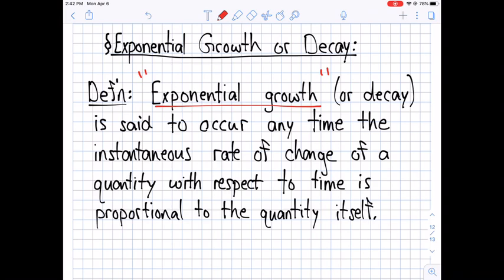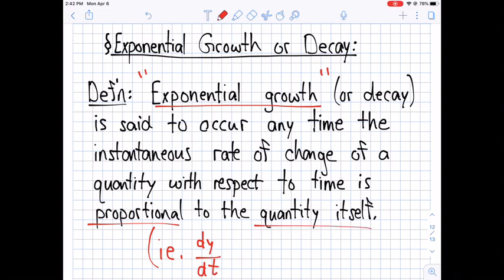So the first thing here, exponential growth or decay is said to occur at any time that the instantaneous rate of change of a quantity with respect to time is proportional to the quantity itself. Now here I want to take a look at what this actually means as a differential equation. So the first thing is that here we're looking at the instantaneous rate of change. So what is the instantaneous rate of change with respect to time? That's going to be the derivative with respect to time. So if our quantity, let's say, is y, then we are saying that dy/dt, that is our instantaneous rate of change with respect to time, has to be proportional to the quantity itself.